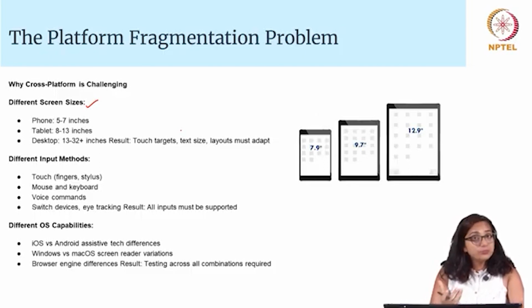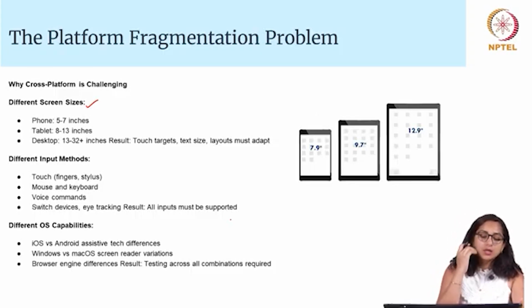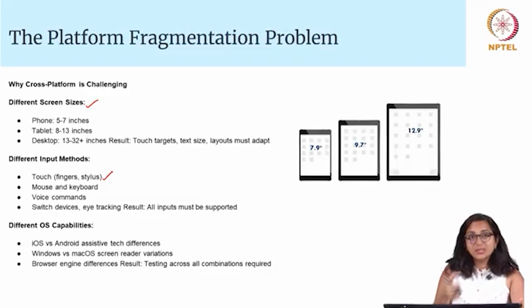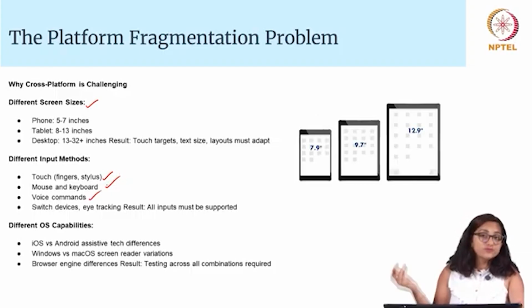Then different input methods or interaction methods, right? So there may be touch screen based interfaces in a phone or a tablet, then there may be mouse or keyboard on a desktop, there may be voice command based interaction on a television or again on your smartphone. Switch devices, eye tracking, etc. are used on desktops and others. So all inputs must be supported.